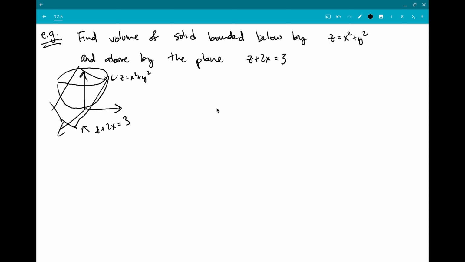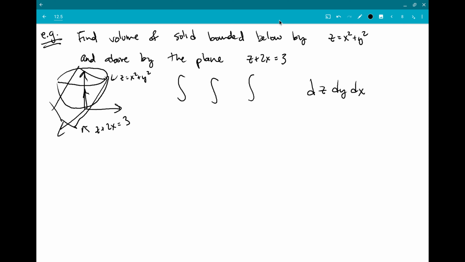And so we're going to try to set up this integral to find volume, just integrating one. And we're going to set it up first in order dz, dy, dx. And so what I need to do first is find the bounds for z kind of below and above.